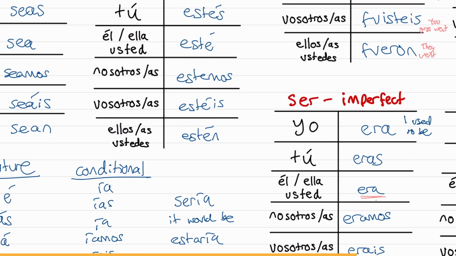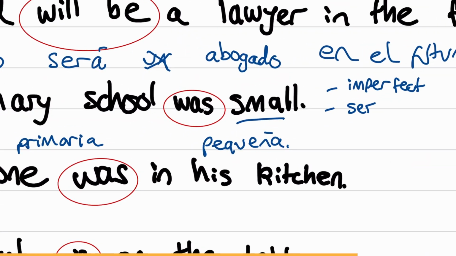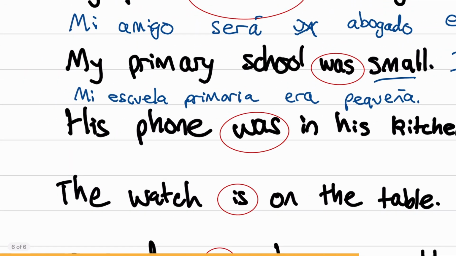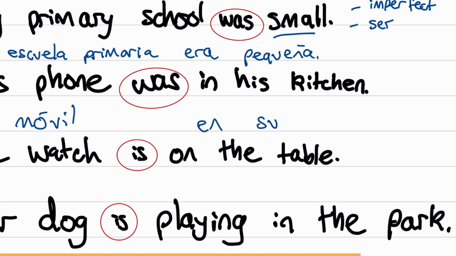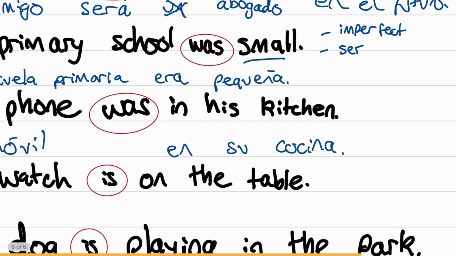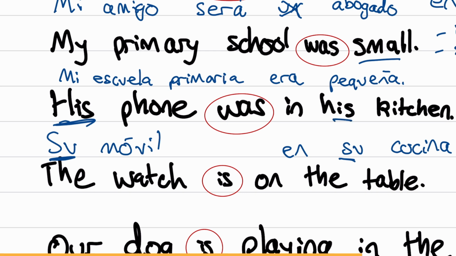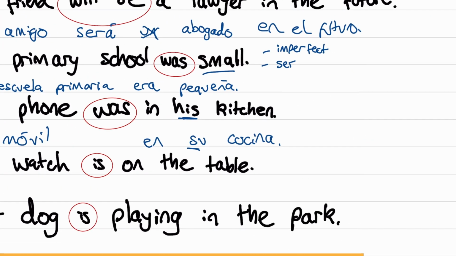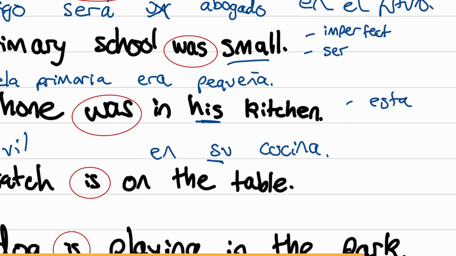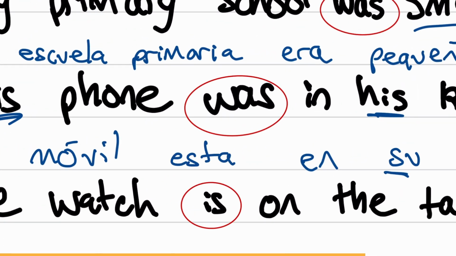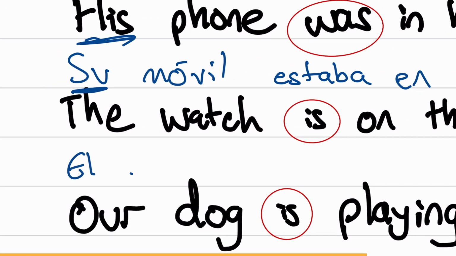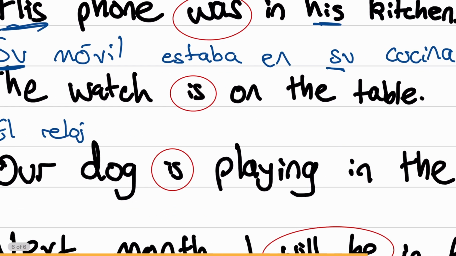Imperfect ser, we're going to use era. So, mi escuela primaria era pequeña. Okay, his phone, su móvil, was in his kitchen, cocina is the word for kitchen. So we're using su for his. What verb are we going to use? The location, so estar: estaba. Estaba en su cocina. Vale, next, the watch, el reloj, is on the table.